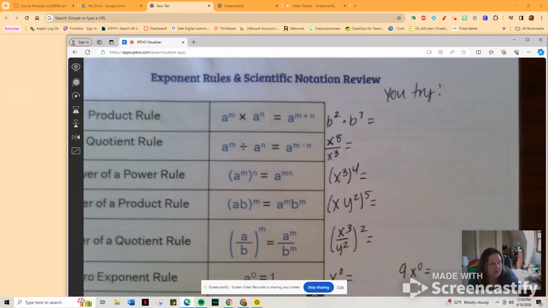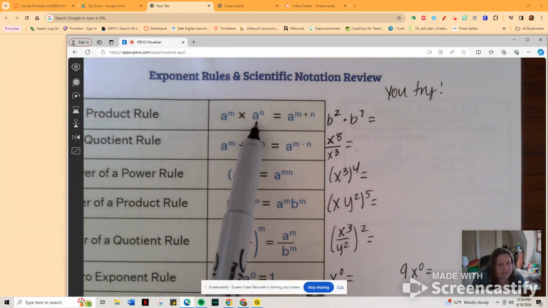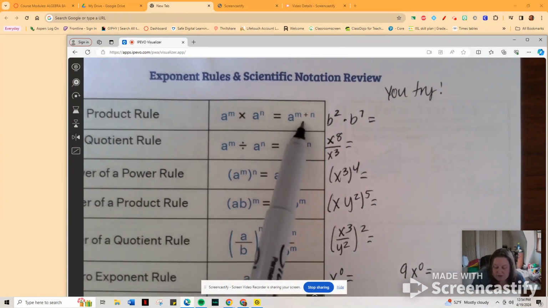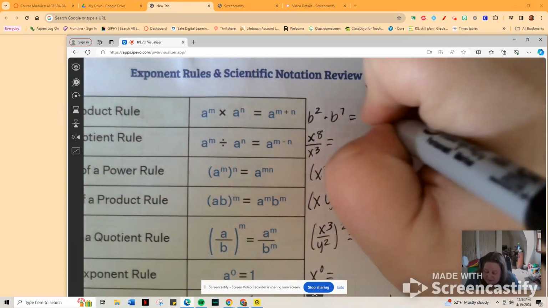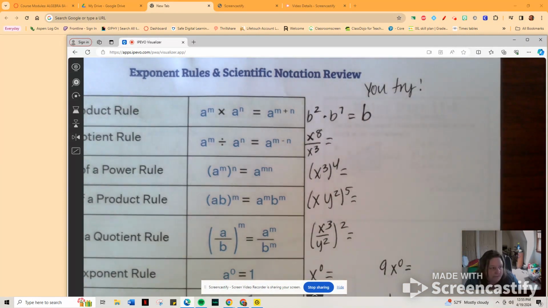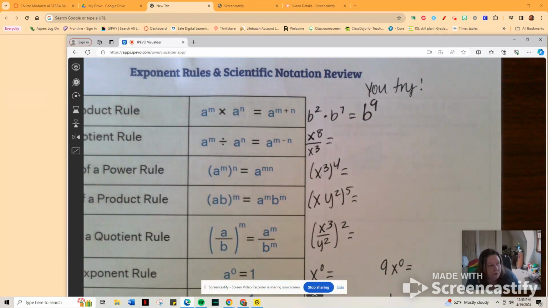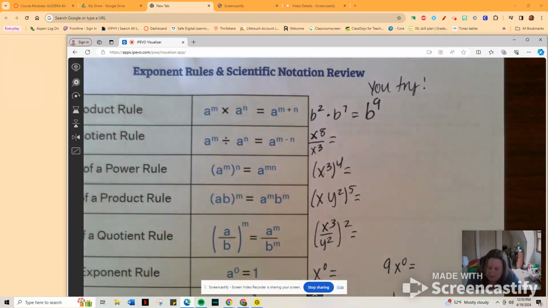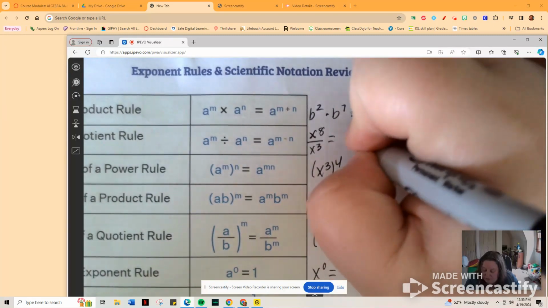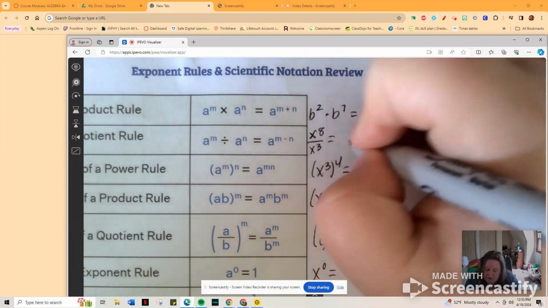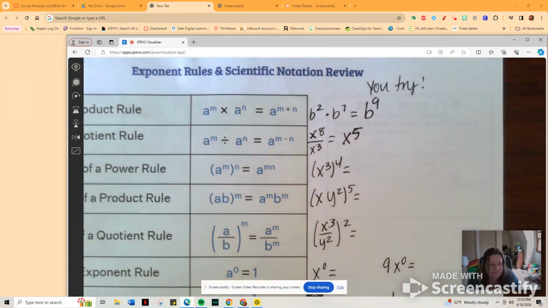So starting with our product rule. Our product rule says that if we are multiplying with like bases, so that means they're the same, you can add the exponents together. So if I have b squared times b to the 7th, I would keep the base b, and 2 plus 7 is 9. For the quotient rule, if I am dividing with like bases, I would keep the base and then subtract the exponents. So x to the 8th over x to the 3rd, I would keep the x, and 8 minus 3 is 5.